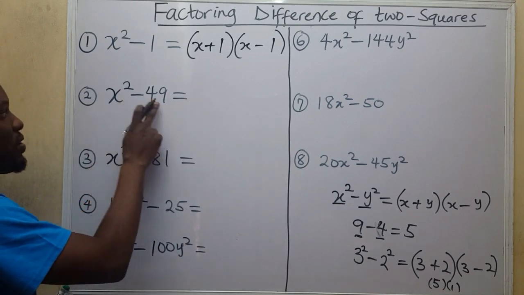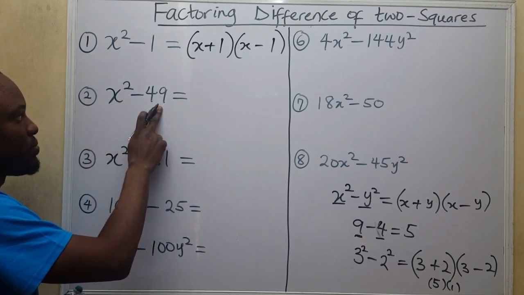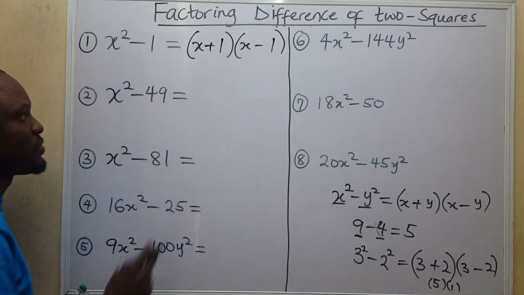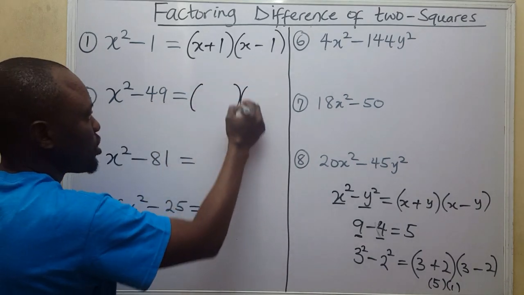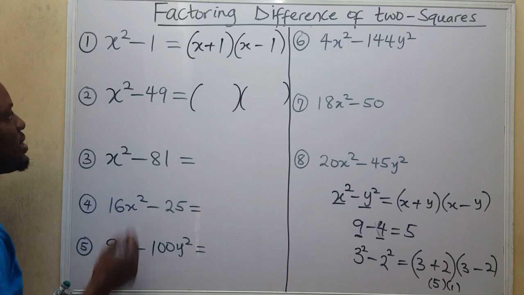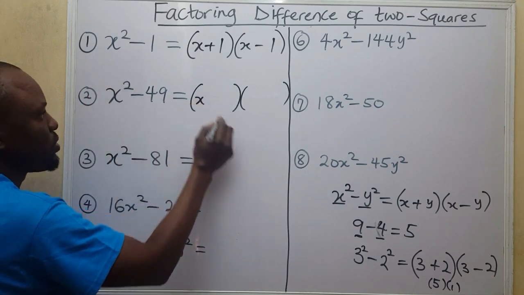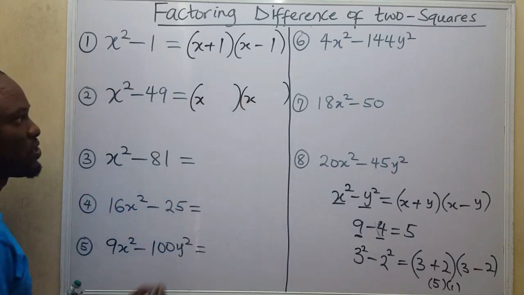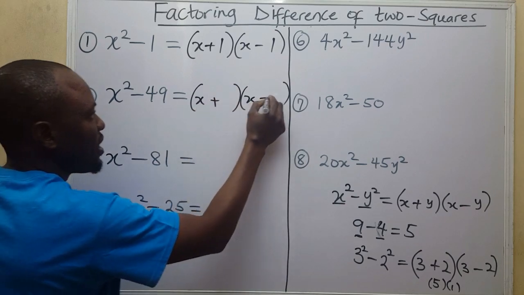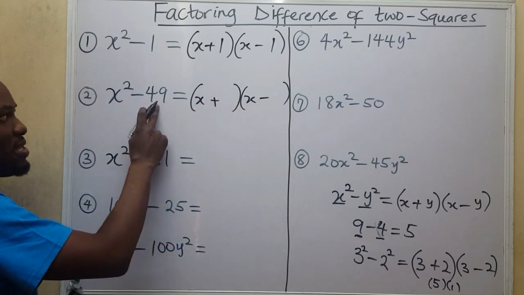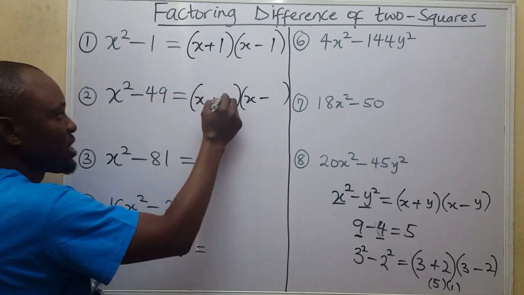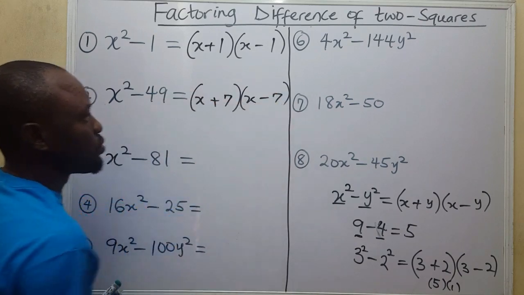All right, the next problem, I'll do the same thing. This is a perfect square. 49 is also a perfect square because 49 is 7 times 7. So I'm going to open up two brackets. Now x squared means 1x will be here, 1x will be on the other side, so I'll have a plus here, I'll have a minus there. 49 means 7 squared, so 7 will be here, and 7 will be on the other side.